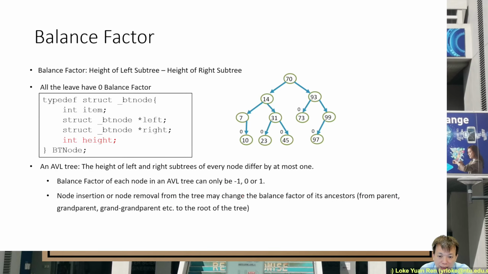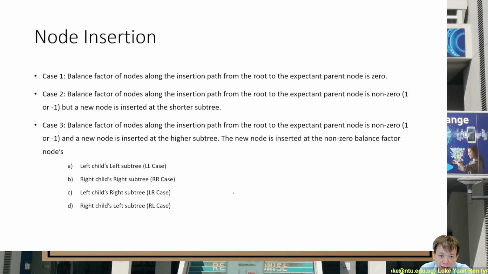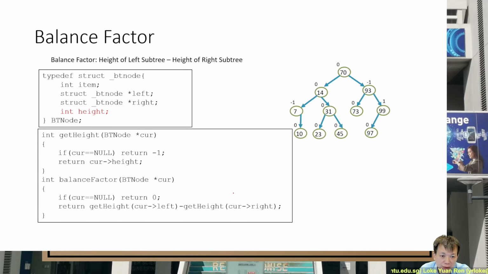So I have shown you that to locally balance the tree, you need to know what the balance factor is. The balance factor measures the height of the left subtree and the height of the right subtree, the difference between the left and the right. If the left and right subtrees differ by more than 1, that means one of the subtrees is too high, and then you need to do the balancing.